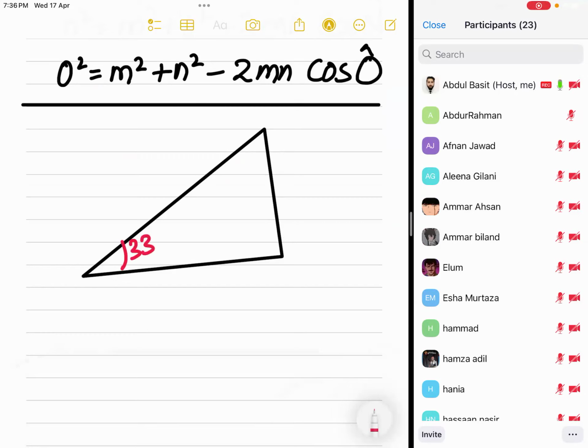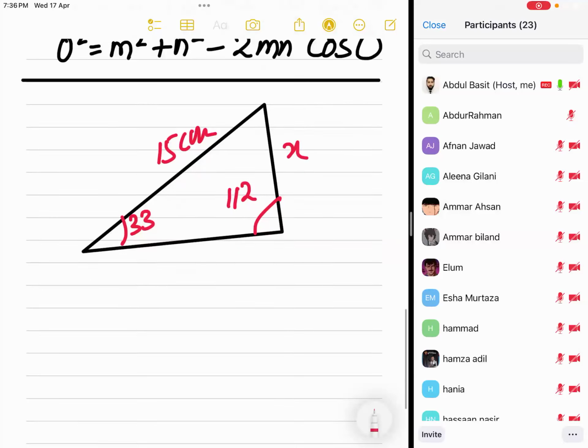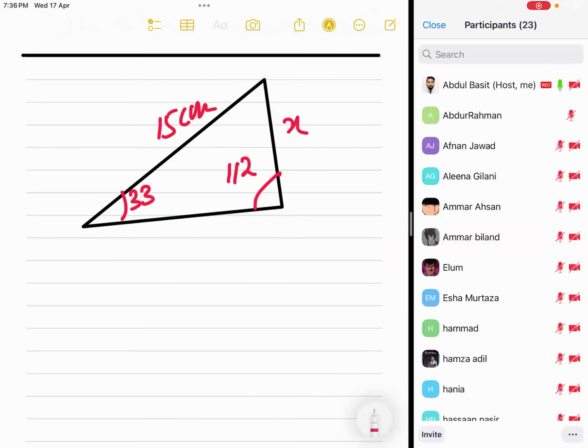This angle is 33. This angle is 112. This side is 15 centimeter. And the demand of the question is this one. But first of all, we have to decide. This is not a right angle triangle. So no sine theta, cos theta, tangent theta. We have to select from two rules, sine rule or cosine rule.